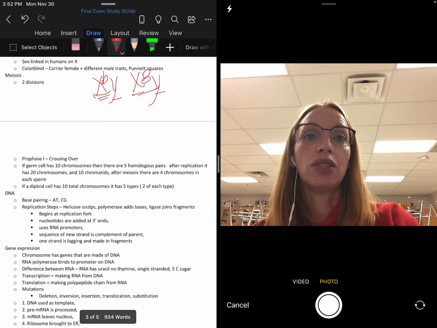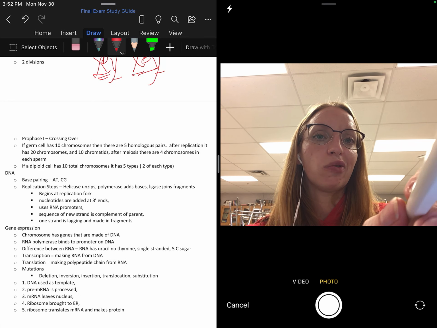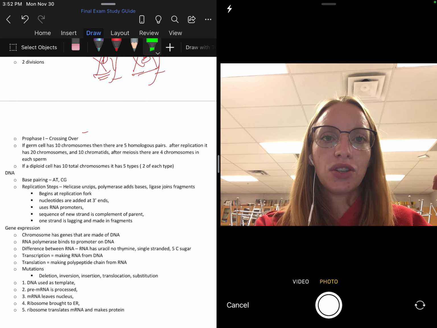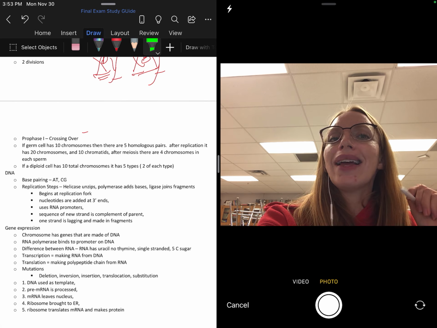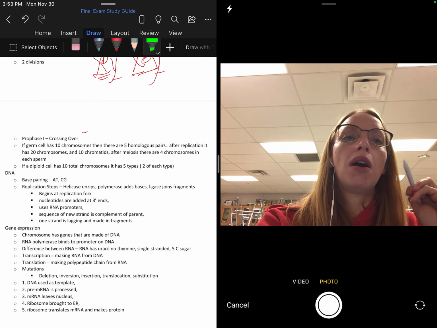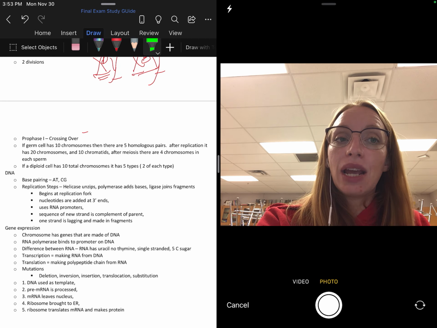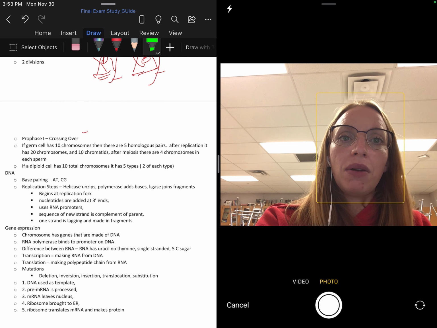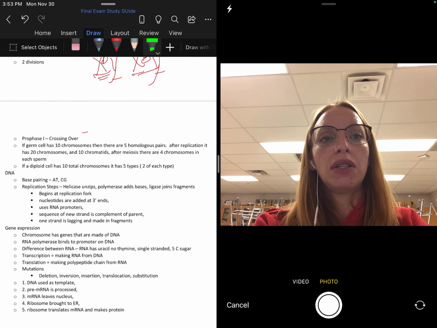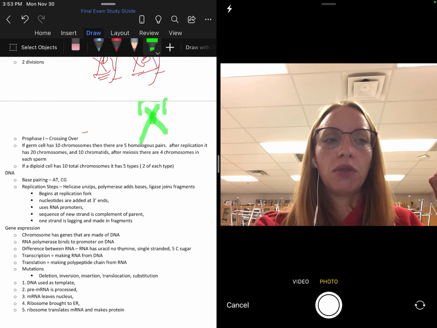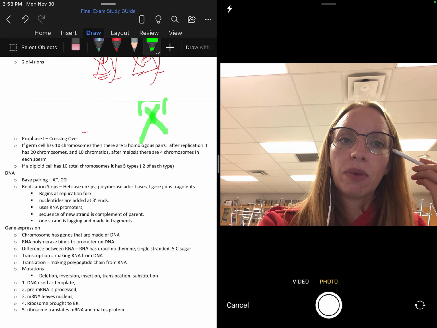Meiosis, you need to know that it has 2 divisions. In prophase 1, it does this really special thing called crossing over. It's where the genes exchange their genetic information. You need to know that if a germ cell has 10 chromosomes, then there are 5 homologous pairs, right? Number 1 from mom and number 1 from dad. Then after the DNA replicates in the S phase, it will have 20 chromosomes total, but it will have 10 chromatids, because remember, the chromatids are these chromosomes attached at the centromere. So this is one sister chromatid, but it's full of 2 chromosomes. You guys did really well on that question on your regular test, by the way.